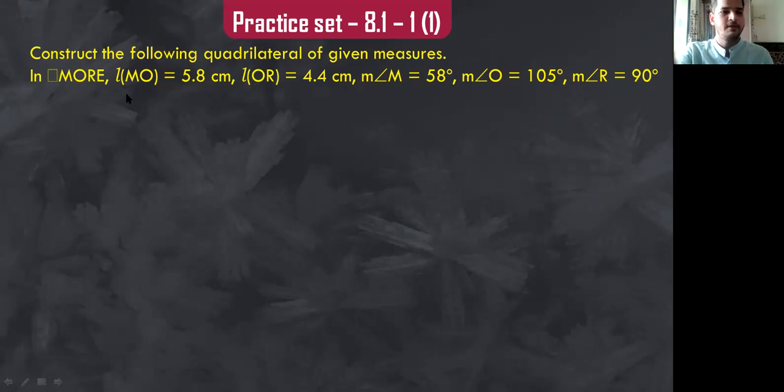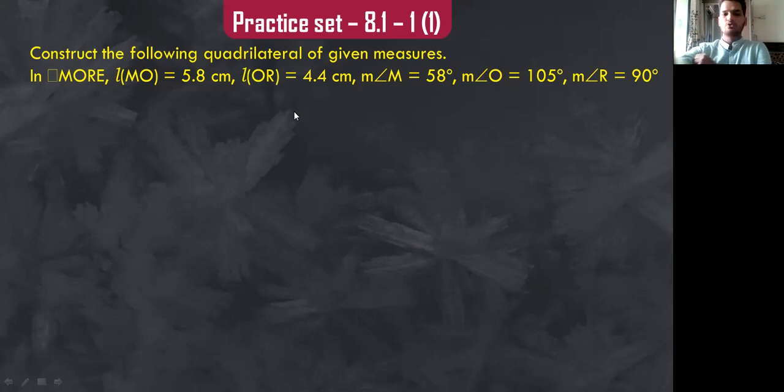For example, if you have side MO, do we have the measure of angle M and the measure of angle O? Yes, sir. We have the measure of angle M and the measure of angle O. So we can consider MO as the base. Similarly, if you consider segment OR, do we have the measure of angle O and the measure of angle R? Yes. So we can also take OR as a base.